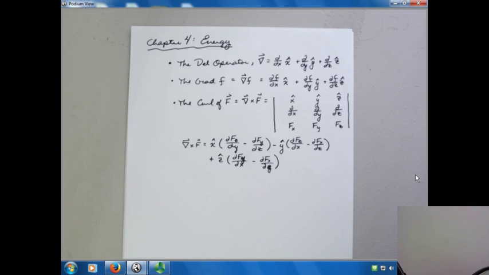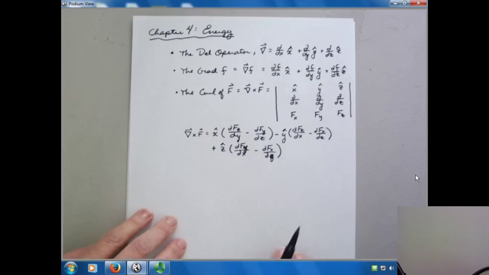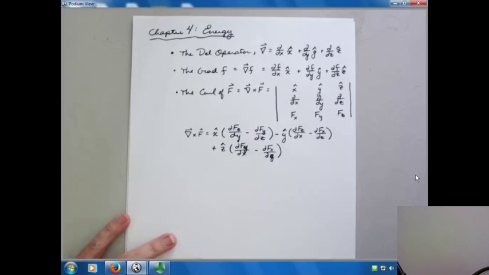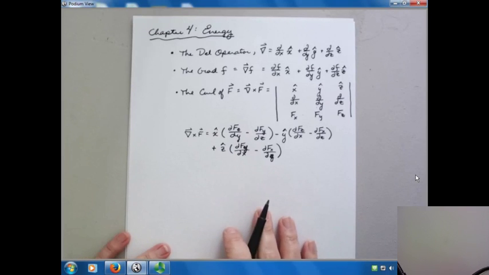Yes, everything in the x hat term should depend on z and y, which it does. Everything in the y hat term should depend on x and z. Everything in the z hat term should depend on x and y. Thank you for catching that. All right, so this is just the math that we will be using at times.